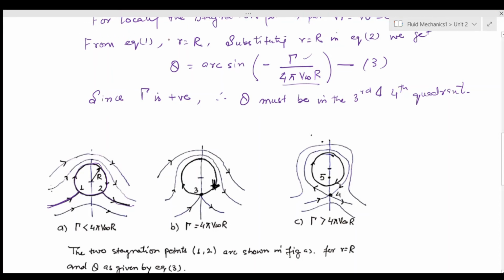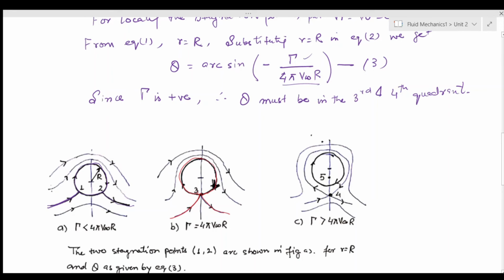So that would be the case when my circulation is less than 4 pi V infinity R. The second case could be that my numerator and denominator are equal to each other, meaning my circulation is equal to 4 pi V infinity R. If that is the case, then instead of two stagnation points, I would have a single stagnation point. And this is going to be my stagnation streamline.